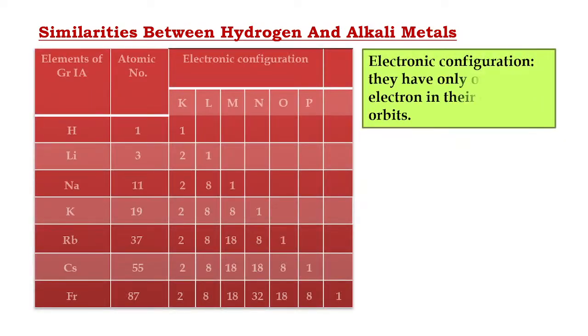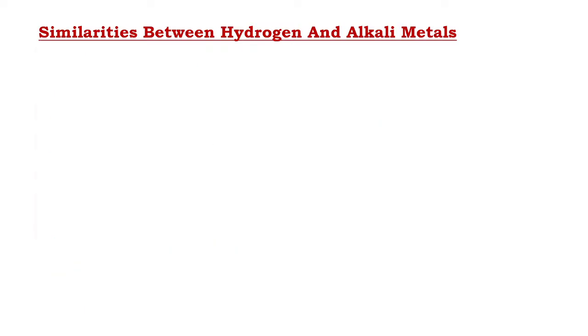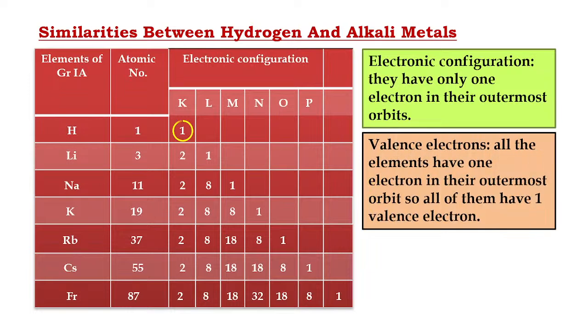Next, electronic configuration, they have only one electron in their outermost orbit. So if you see this, hydrogen in the last orbit we have one electron, lithium in the last orbit we have one electron, sodium, potassium, rubidium, all these will have how many electrons in the last orbit? One. Keep that in mind. So look at this, 1, 1, 1, 1, everything is 1. Hydrogen last orbit 1, lithium last orbit 1, sodium last orbit 1. Okay, see, hydrogen is also having one electron, lithium is also having one electron. But why am I not using hydrogen in my batteries?